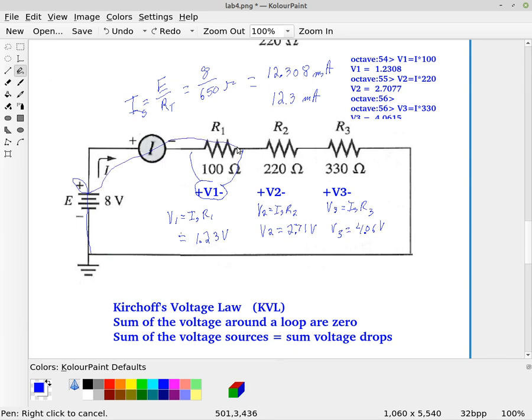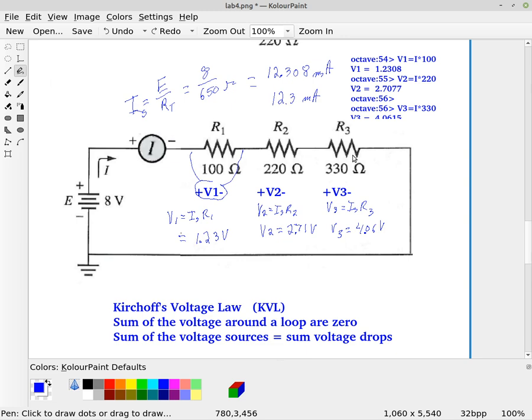And then here, if I look at the sign as I come out, this is a negative sign. So I'm going to subtract my 1.23 volts. And then when I come through this resistor, again, it's a drop. That's the negative, indicates that it's a drop. And so I'm going to subtract the 2.71 volts. And then I'm going to go through this resistor, and again, as I come out, I see the negative sign. And so therefore, I'm going to drop the 4.06 volts.